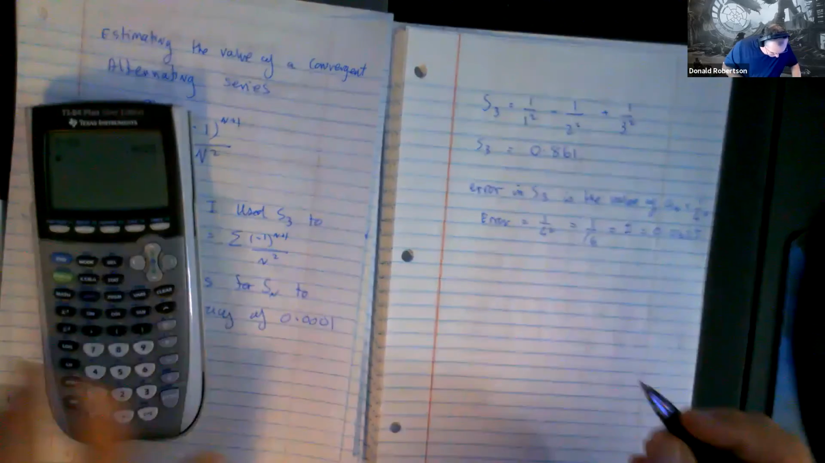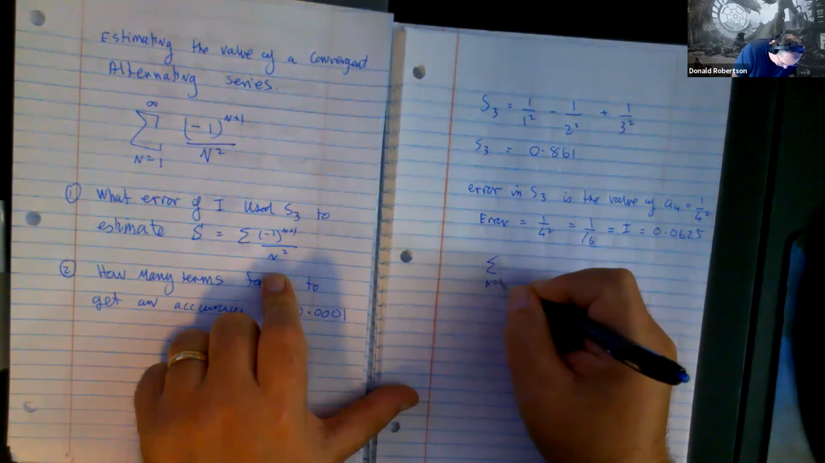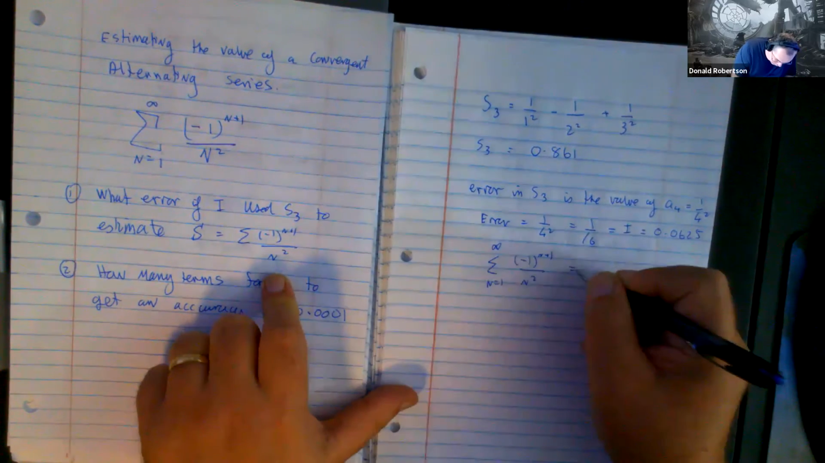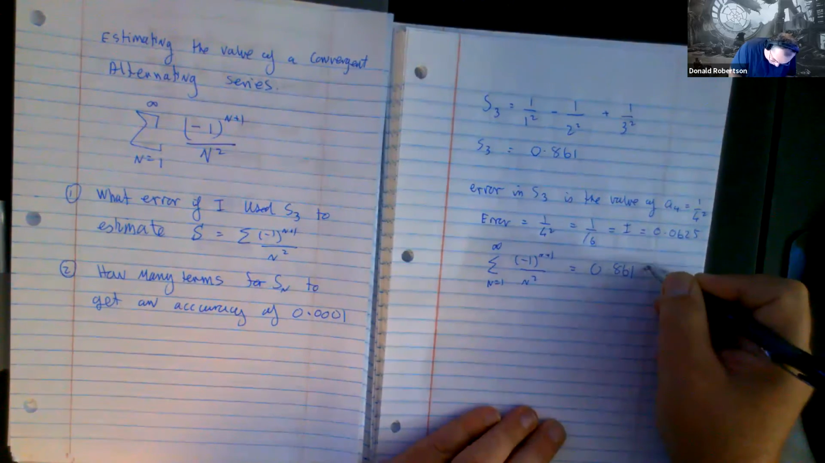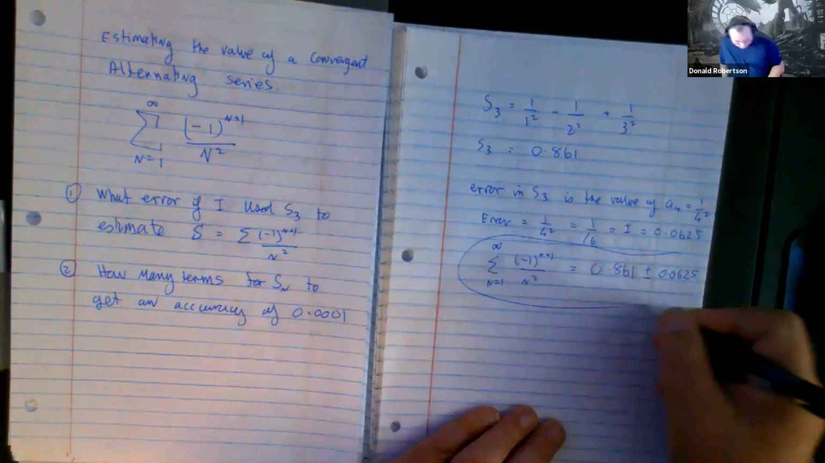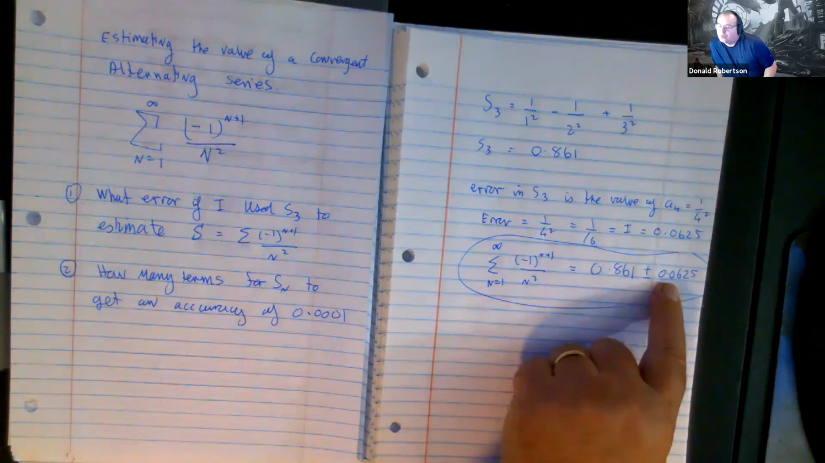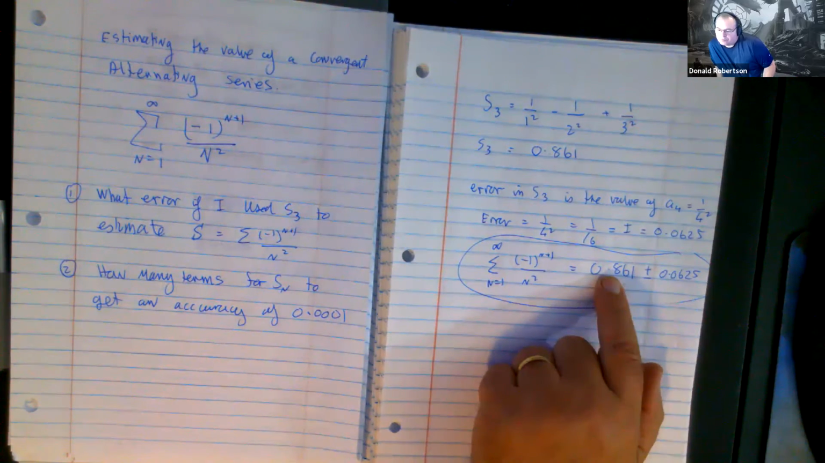So for this series here, which we already know converges to something, we know that it converges to 0.861 plus or minus 0.0625. So not only do we know what it converges to, don't we have a really nice way of telling you what it converges to, what number? So it could be, I guess, as big as 0.92, and it could be as little as 0.8, roughly, very roughly.